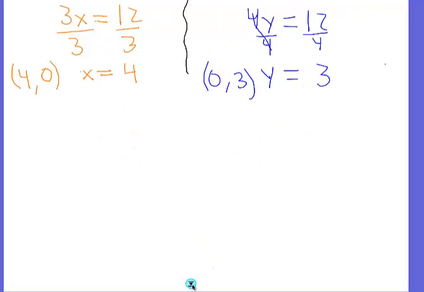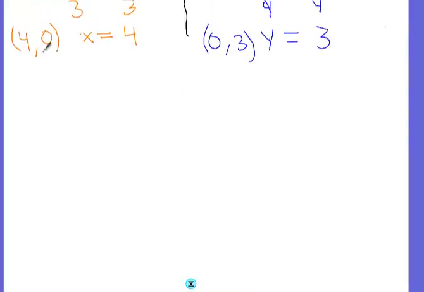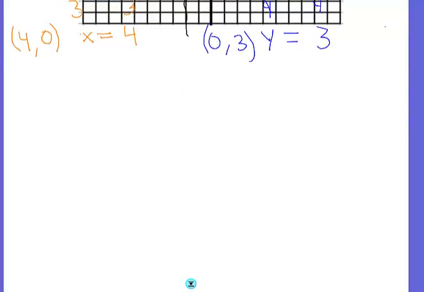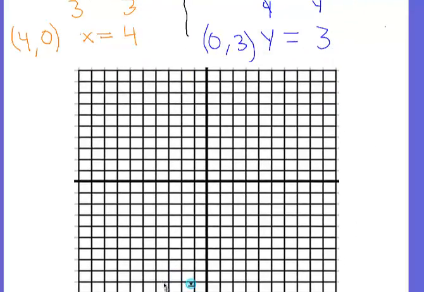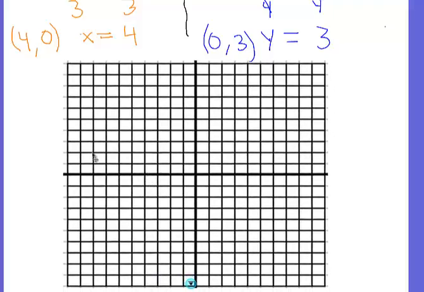Now, the good thing is, oops, I got to scroll up a little bit. We have our x-intercept of (4, 0) and our y-intercept of (0, 3). Since we have 2 points, in order to make a line, all we have to do is plot the points. So (4, 0), I'm going to go to x of 4, 1, 2, 3, 4, and y is 0. Plot that there. Then we're going to go to y of 3, x of 0, since it's (0, 3). We're going to go there.